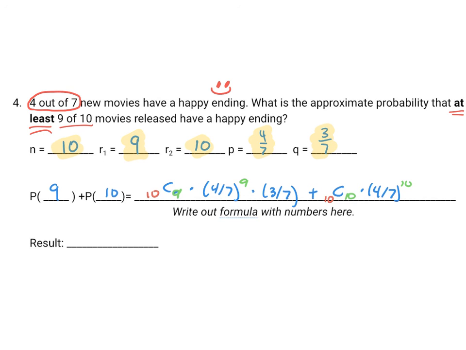And of course, I've already made this calculation. The probability that at least 9 of the 10 movies released have happy endings is 0.0316, or about a 3% chance that 9 or 10 of the movies have a happy ending. Okay, so let me just highlight that and we'll wrap this up.